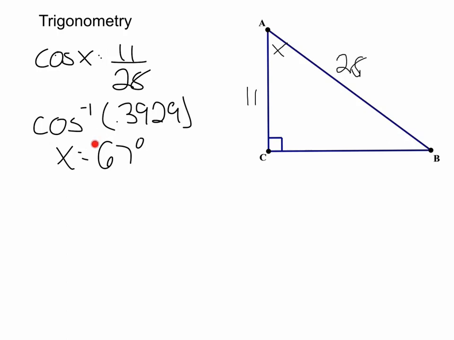And again, you could find this value by either using your calculator and entering the inverse cosine of 0.3929, or using the table of trig functions and finding the value as close to 0.3929 as you can in the column for cosine, and figuring out what angle that corresponds to.